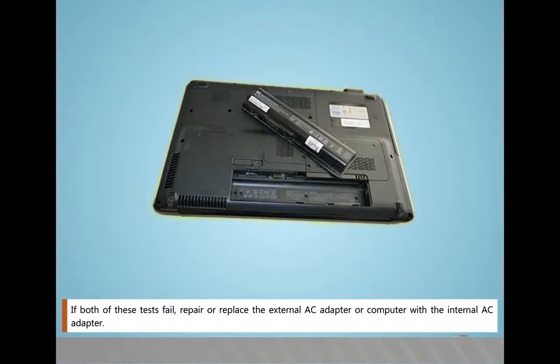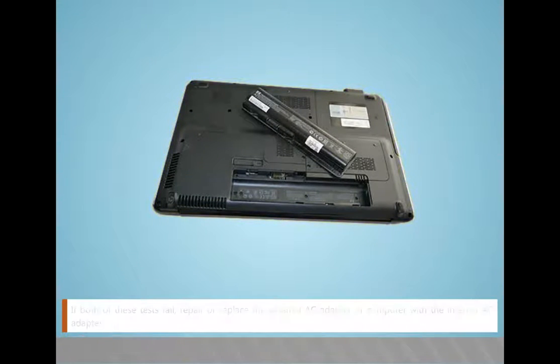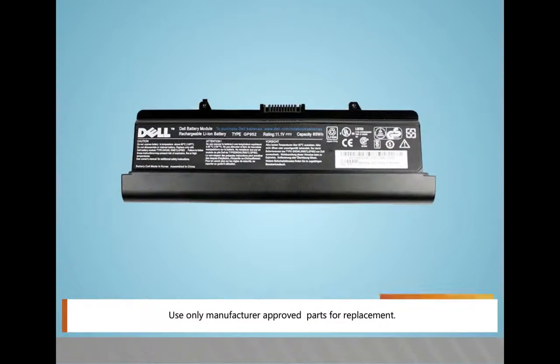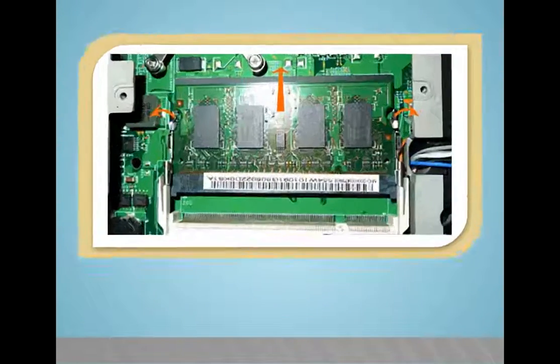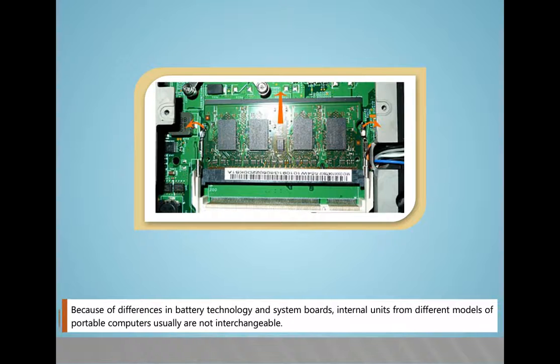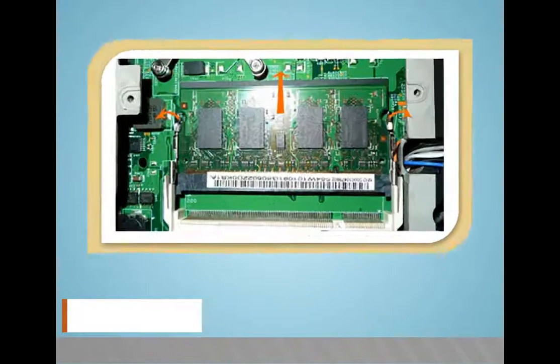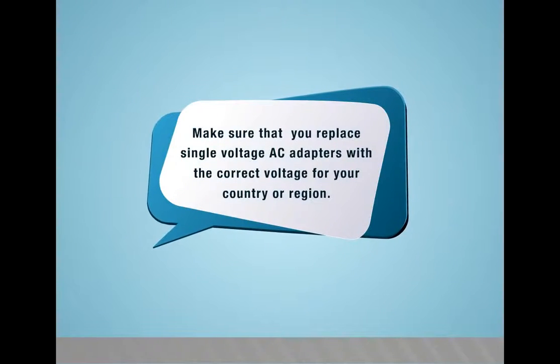If both of these tests fail, repair or replace the external AC adapter, or the computer with the internal AC adapter. Use only manufacturer-approved parts for replacement. Because of differences in battery technology and system boards, internal units from different models of portable computers usually are not interchangeable. Make sure that you replace single voltage AC adapters with the correct voltage for your country or region.